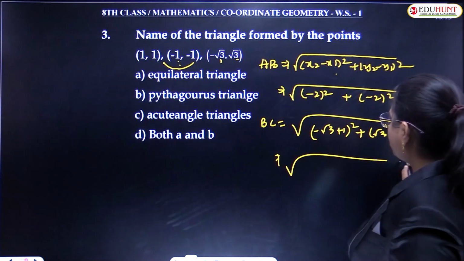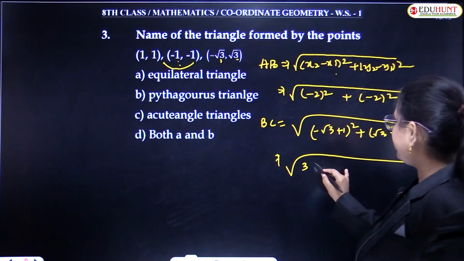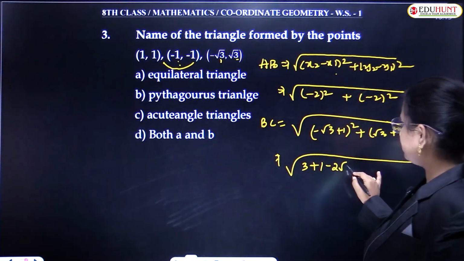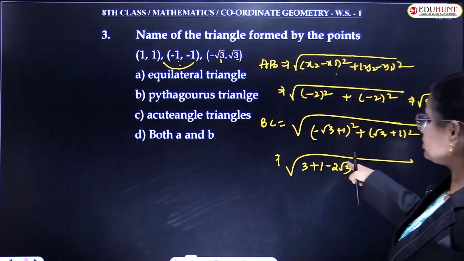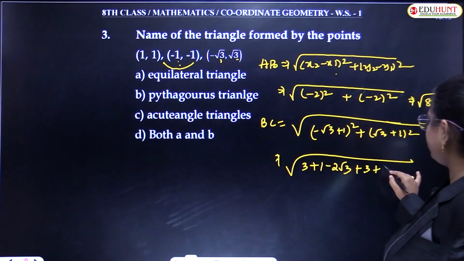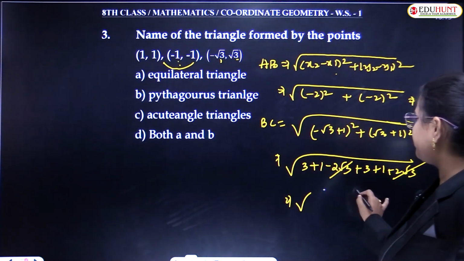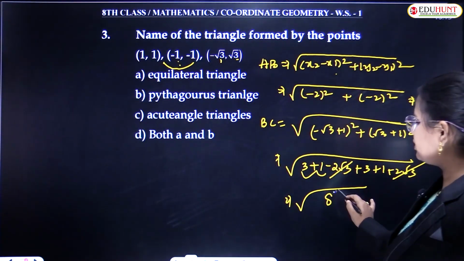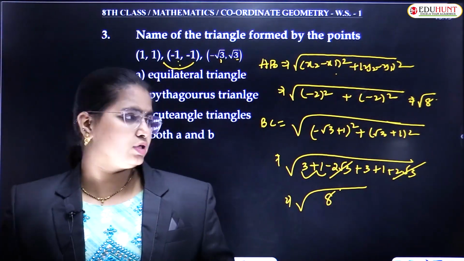Just simplify it. (a plus b) whole square: a square, root 3 whole square is 3, plus b square is 1, plus 2ab, that is 2 into minus root 3 into 1. And the other is 3 plus 1 plus 2 root 3. Cancel the terms. So what do you have? 3 plus 1 is 4, again 4, so you have 8. Root 8 will be your next distance, which is BC.